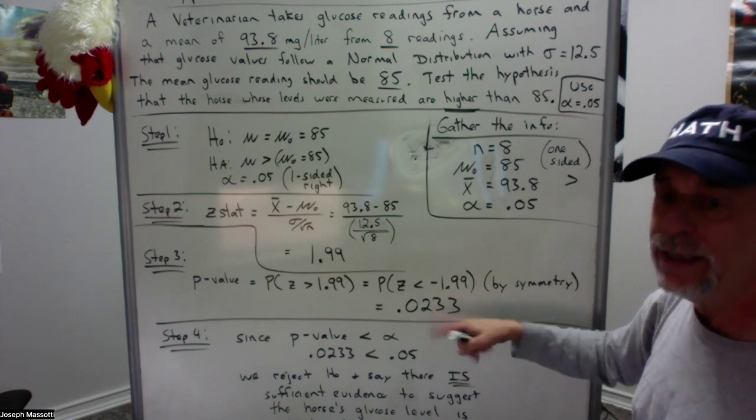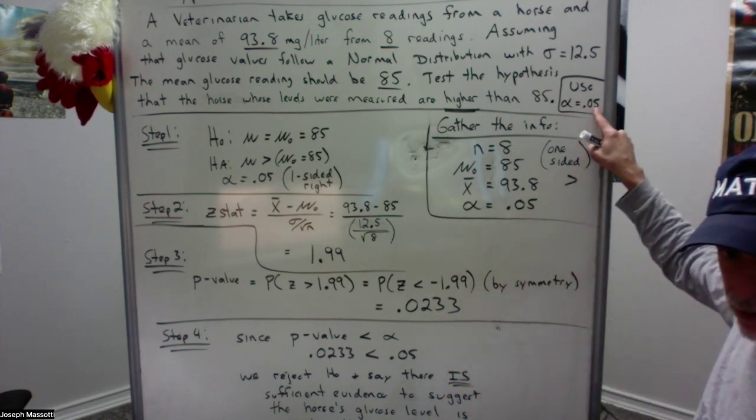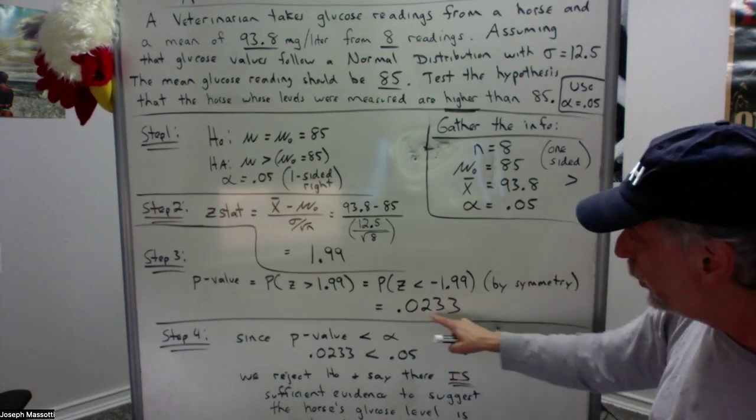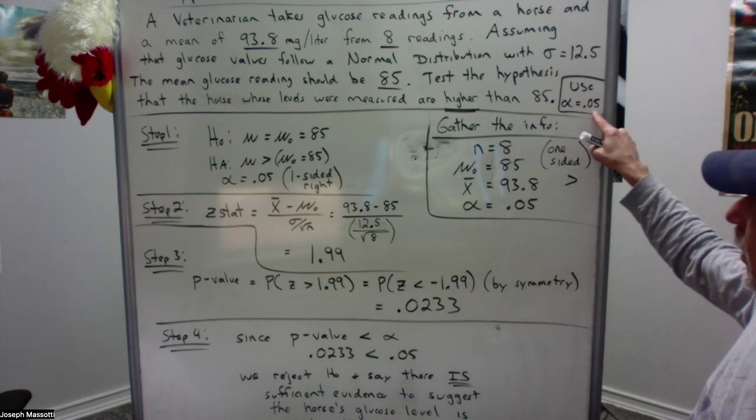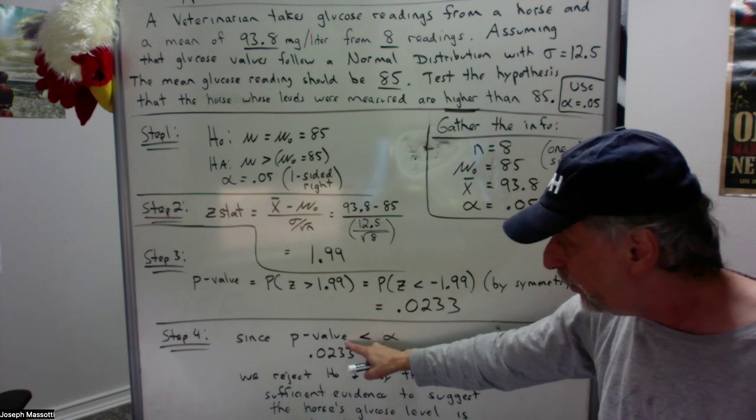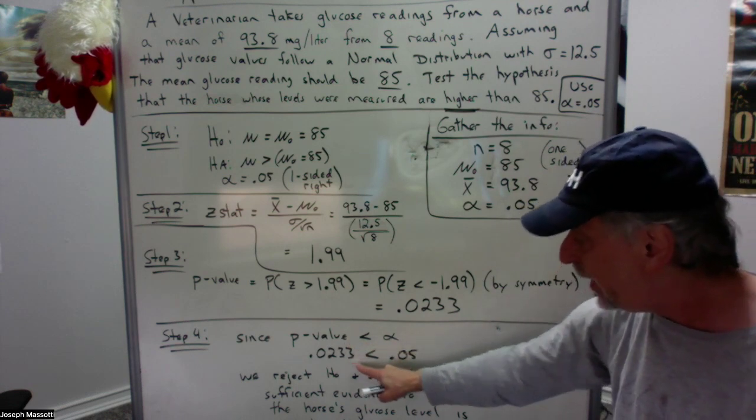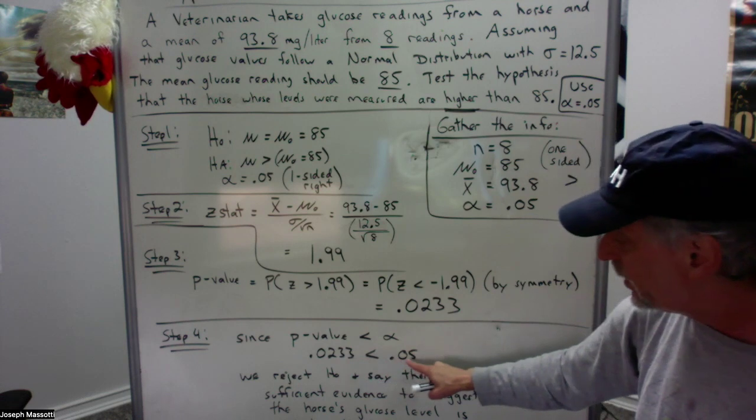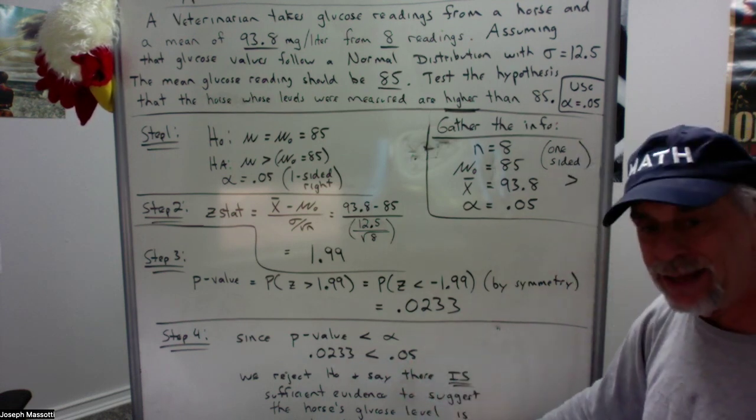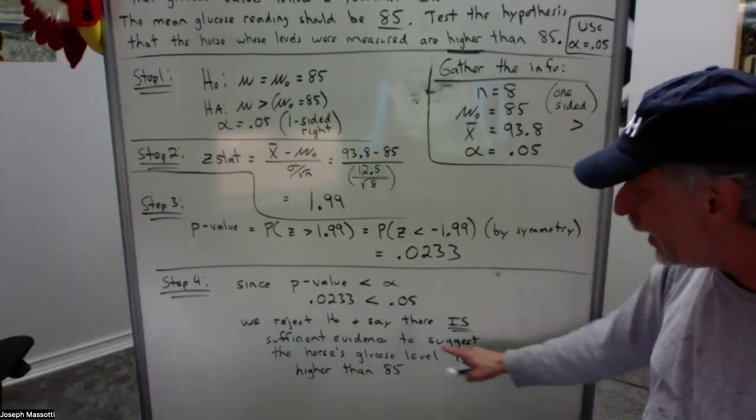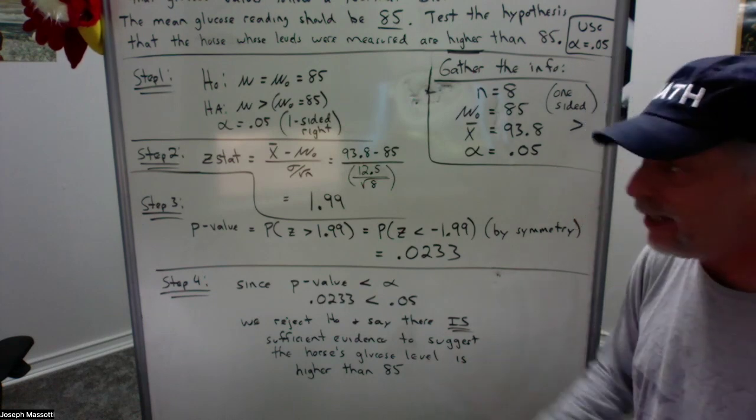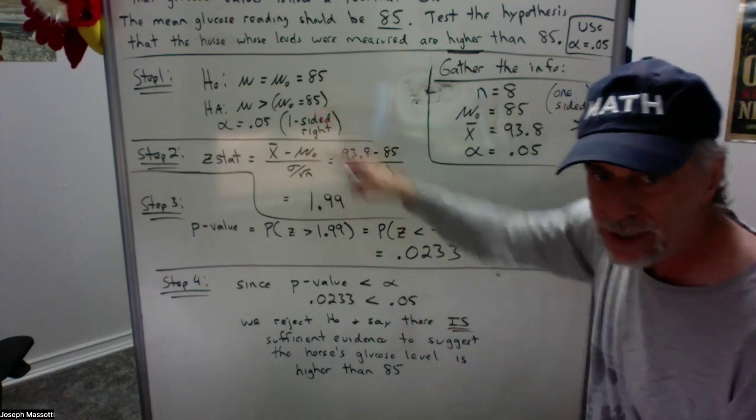Right? So pretty low. And now, depending on your level of significance, you're going to make a conclusion. So 0.0233, if we use an alpha level of 0.05, the only condition is if the p-value is less than alpha, which it is. Our p-value is less than alpha, so we reject that null hypothesis and say there is sufficient evidence to suggest that that horse's glucose level is higher than 85, the alternative hypothesis.